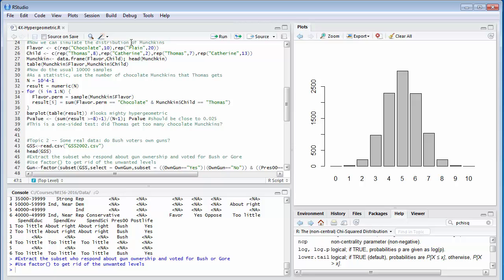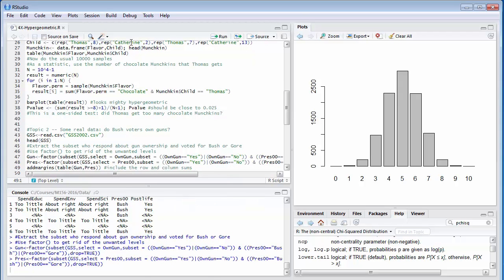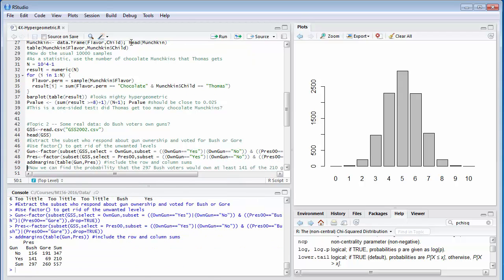We need to get rid of the various levels that we don't want and cut it down to what we're interested in. I won't go into the details of this, but just show you that we can end up with a table where, for gun owners or non-gun owners, we have the number that voted for Bush in 2002, the number that voted for Gore, and we've got the row sums and the column sums built into the table.